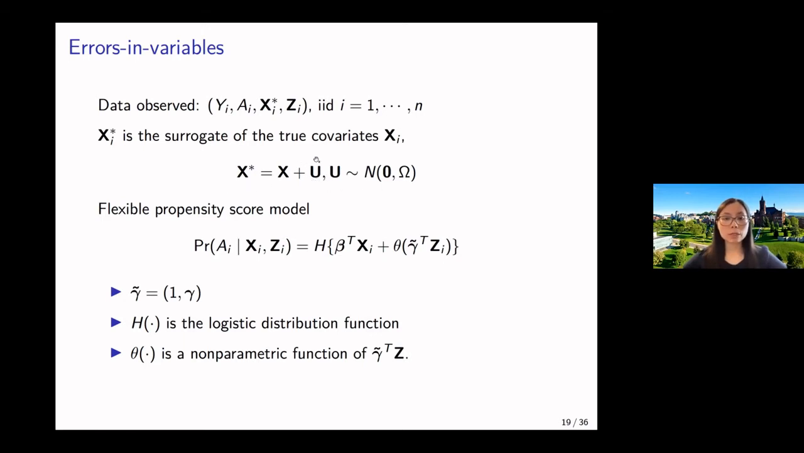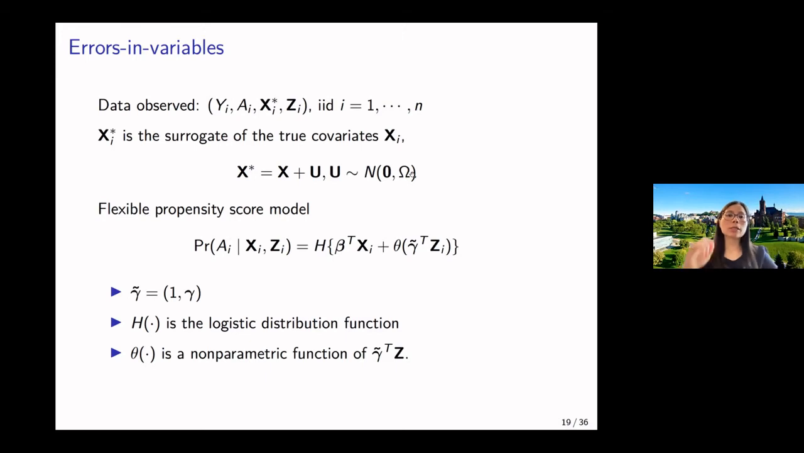And the relationship between the surrogate and the true variable is through this relationship. So we have the error term, this U here, and the most popular assumption in the literature is that this U follows some normal distribution with some variance omega here.